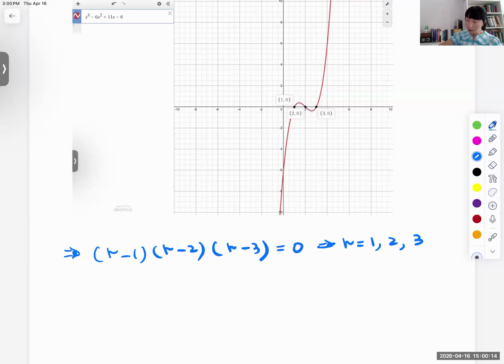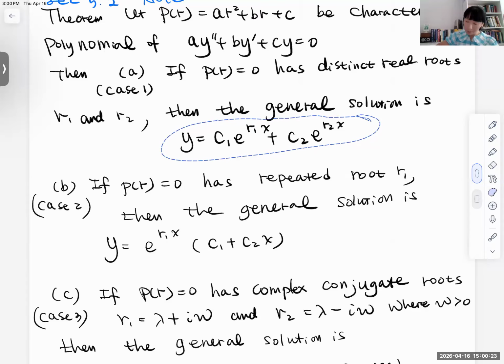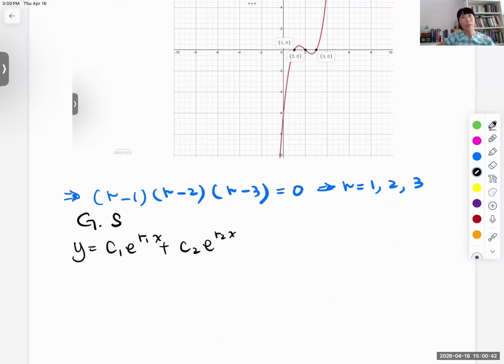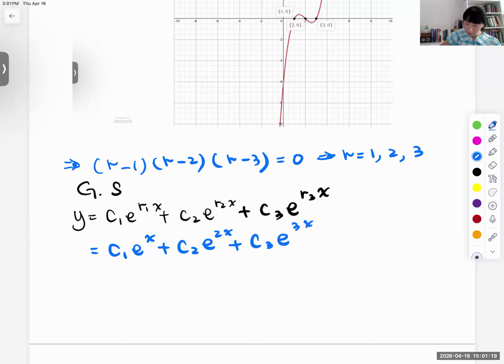Nice numbers. Okay, then case number 1, we have that general solution in this form, but now we have another root, so we just add a third term: c_3 e to the r_3 x. In this case, r_1 equals 1, r_2 equals 2, r_3 equals 3, so y equals c_1 e to the x plus c_2 e to the 2x plus c_3 e to the 3x. Make sense? Yeah, that's the y.